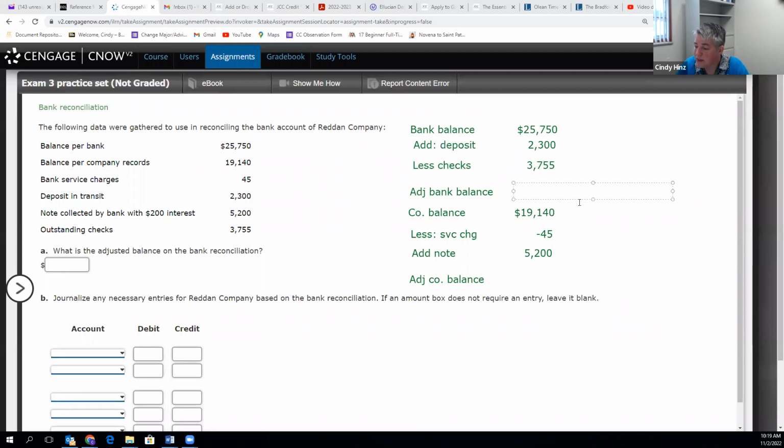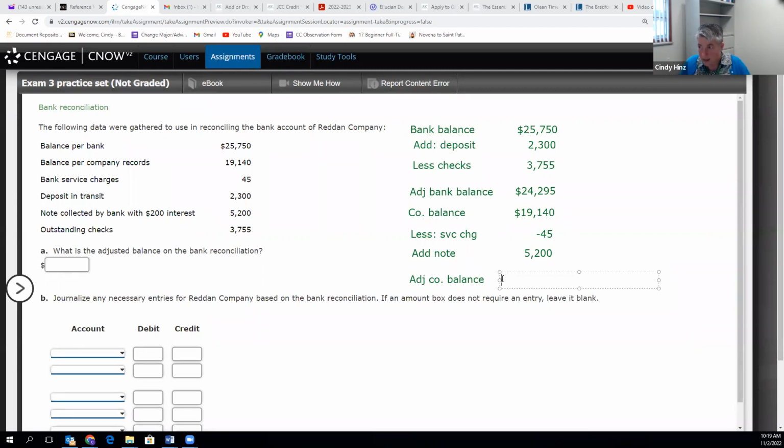And so let's do these calculations and make sure that we have a successfully completed reconciliation here. We start with the bank balance and add the deposit and subtract the outstanding checks. And I got 24,295. But let's do that same calculation down here in the company part of our books.